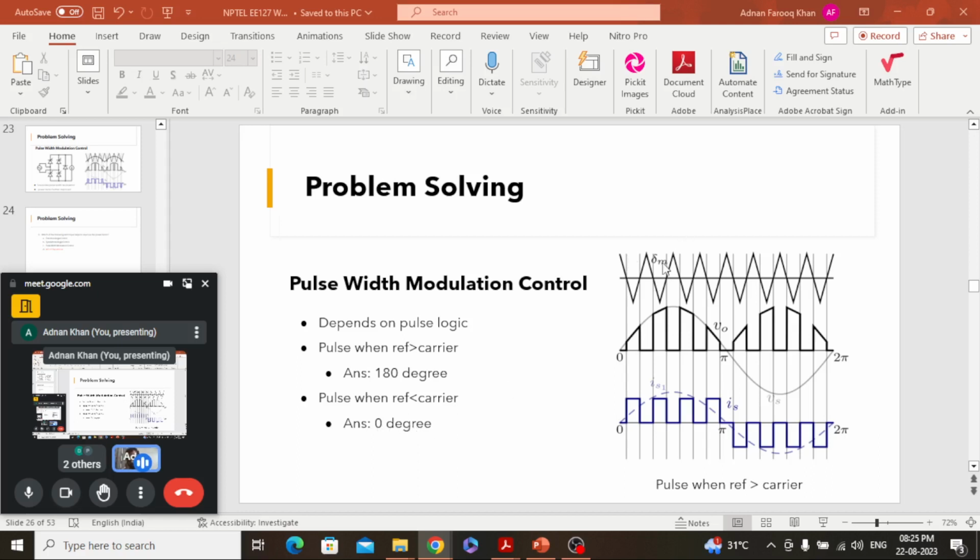So here, this question actually has been framed for the previous year's course that was taught for this advanced power electronics, and mostly they implemented this logic: when the carrier is greater than this reference, then only the switch turns on. And if we take into account what is being taught in the course, then 0 degree is the correct answer.